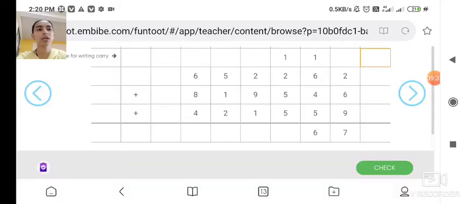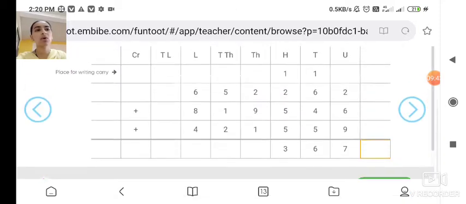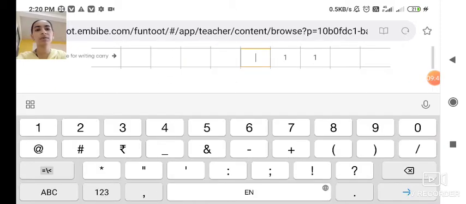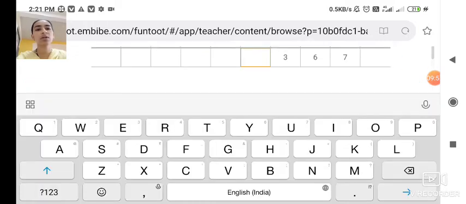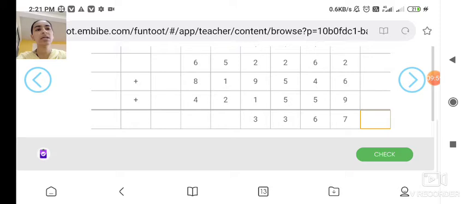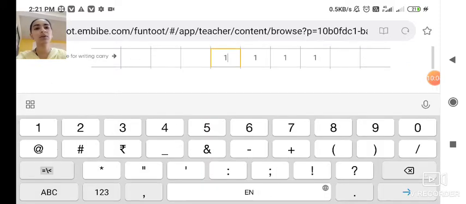Now let's take the addition of these two. Here 5 plus 5, 10, 10 plus 2, 12, 12 plus 1, 13. So 3 will be here, and 1 you have to write here. Let's take another addition of these numbers. 9 plus 1, 10, 10 plus 2, 12, 12 plus 1, 13. Again 13. So 3 will be here, and 1 will be here.